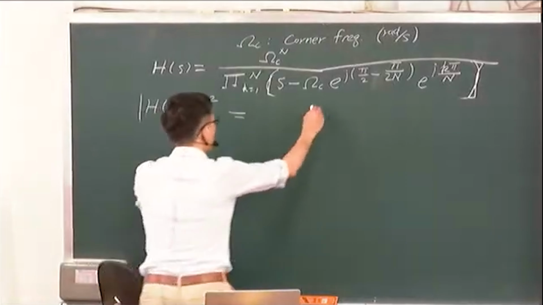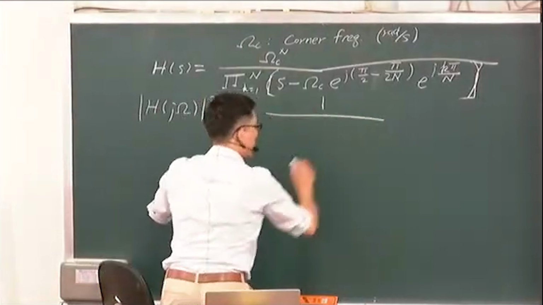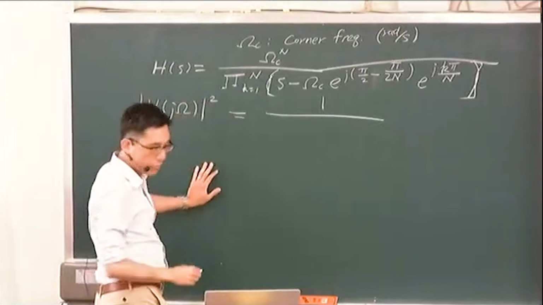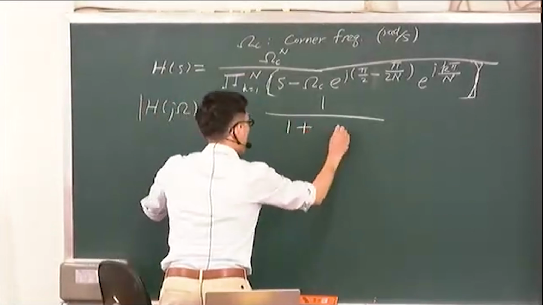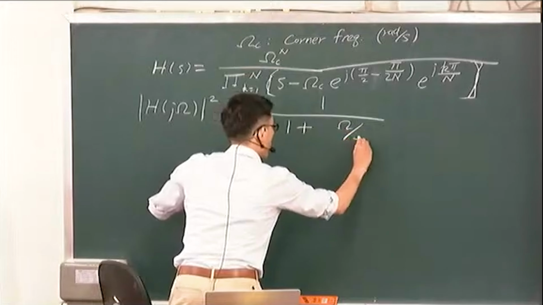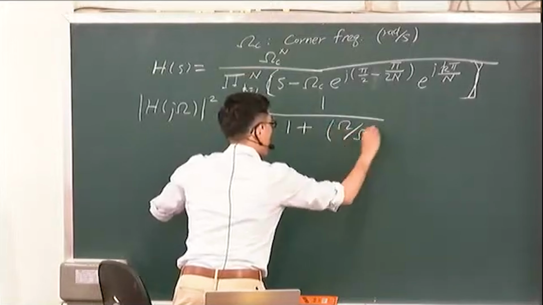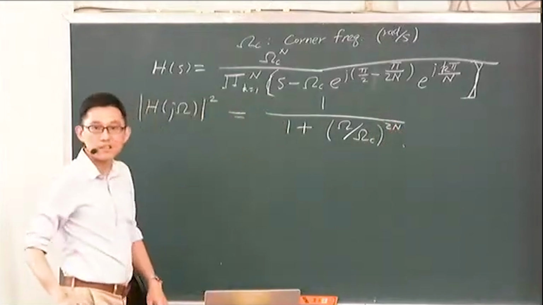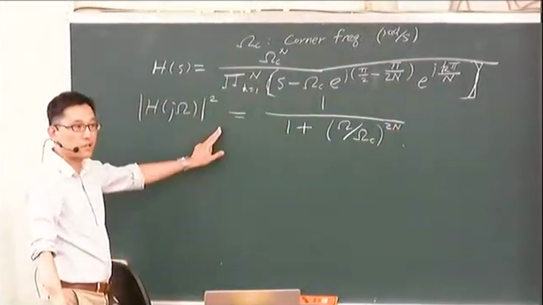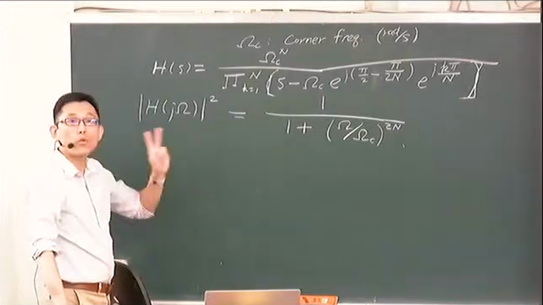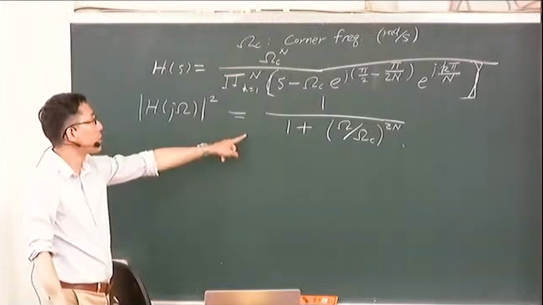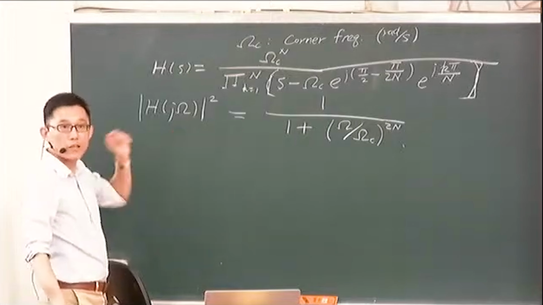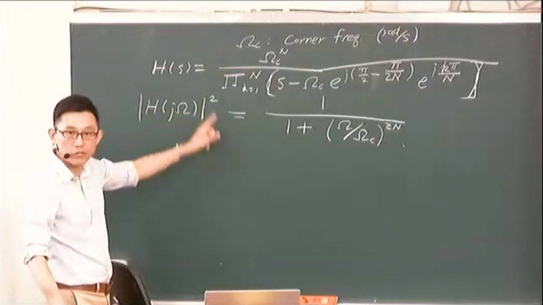So let me write it. The magnitude response is just 1 over something, 1 over a thing that has a very easy expression: 1 plus omega divided by omega c to the power of 2n. It's wonderful. Very nice result. So we do two things. First, let's try to make a plot of this result. And then we check why this is the case.